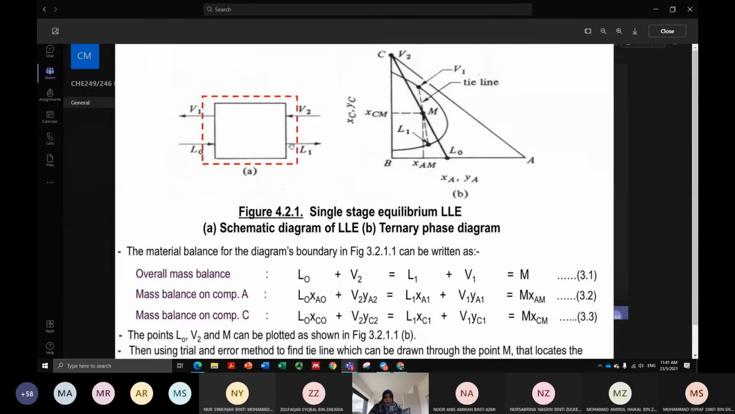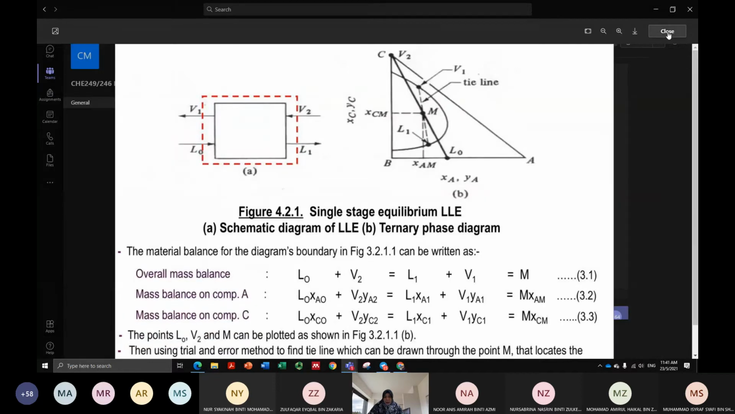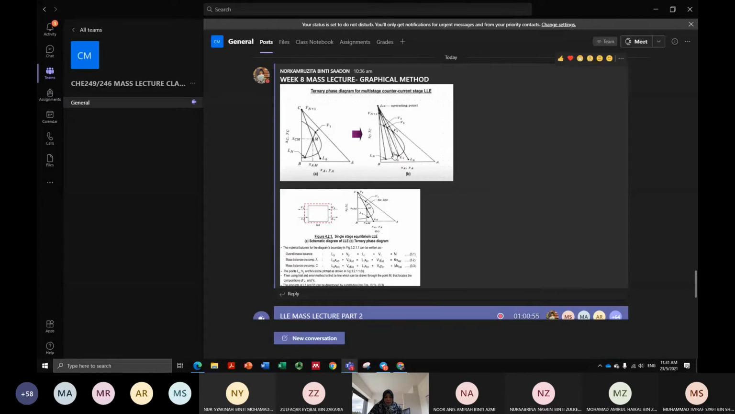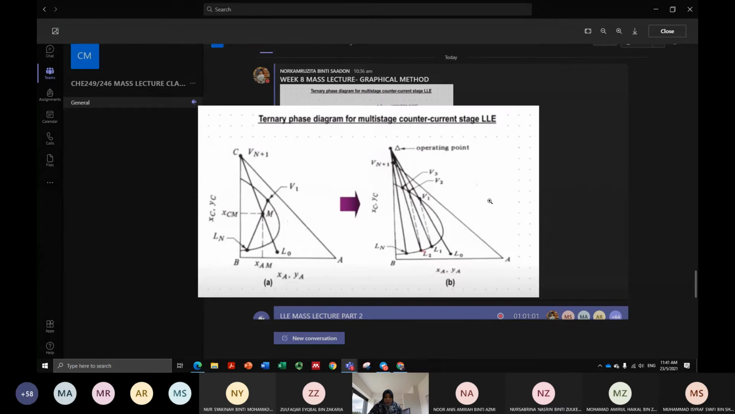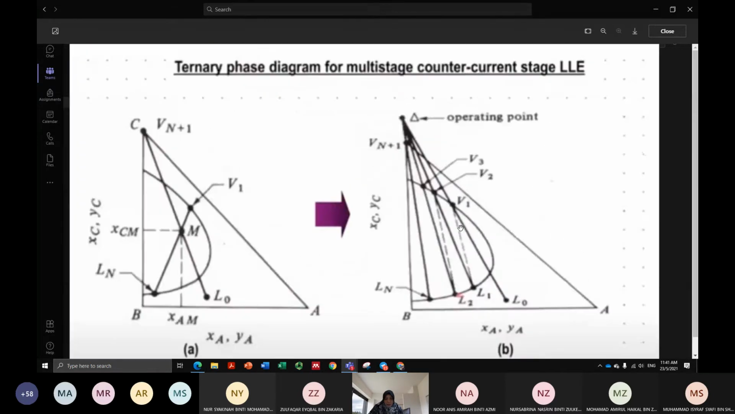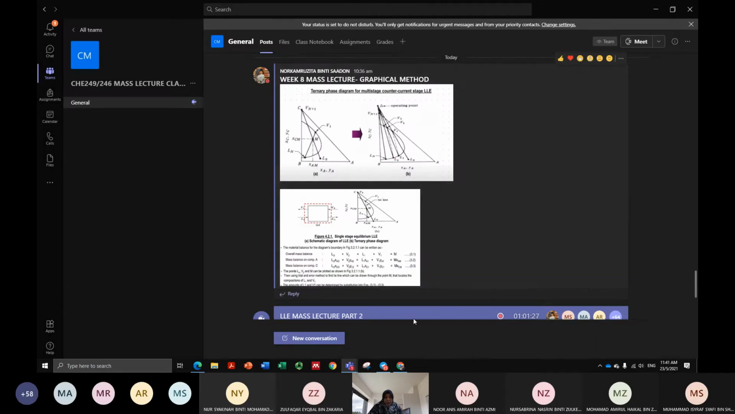If you were to have multiple stages, let me look again at the multiple stages. How does it look like? It looks something like this. If you have multiple stages, you can draw more tie lines: V1, L1, V2, L2, V3, L3, and so on. That is where you have multiple stages.